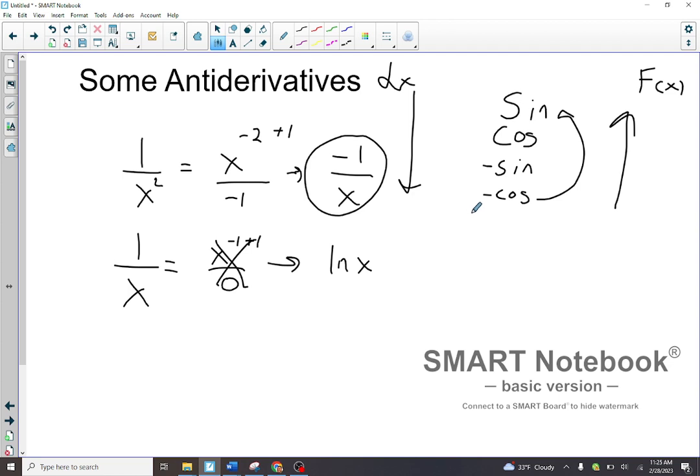There's no other weird antiderivatives. After the test, we'll learn harder antiderivatives later.